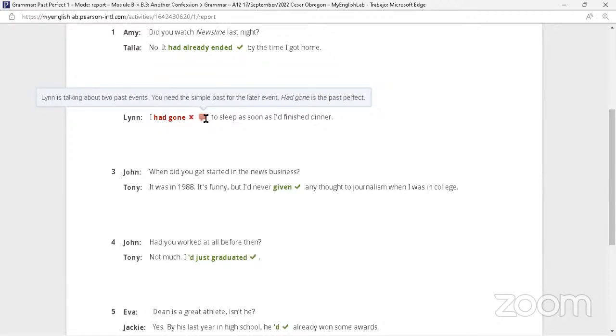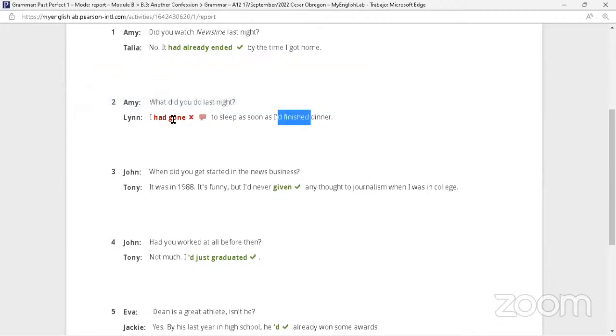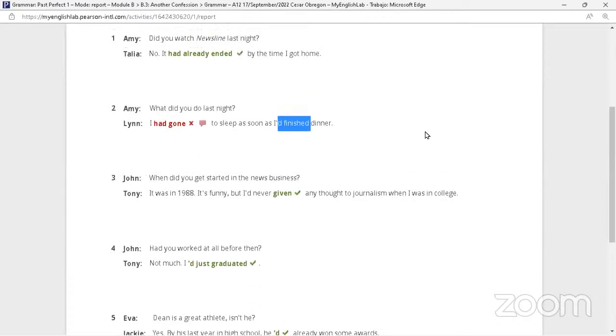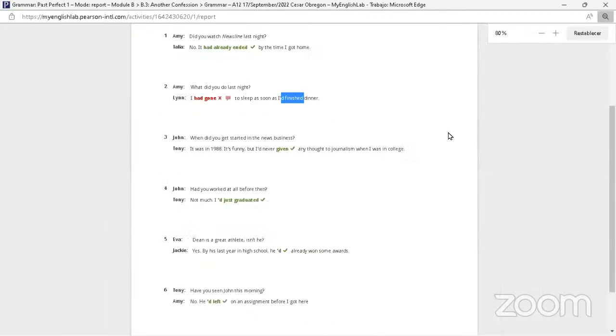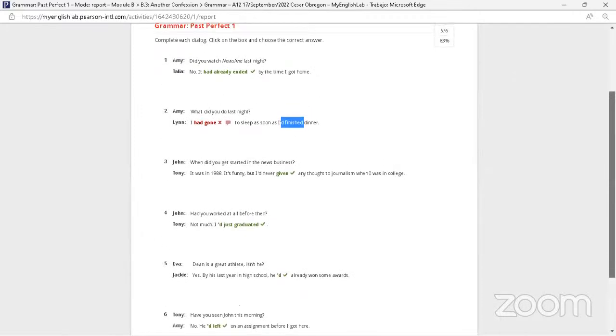Si te fijas, este es el pasado perfecto. Ya lo tienes aquí. Aquí tienes simple past, okay? Yes, my bad, sorry. Okay, so let's check the answers. Take a picture. You ready? Yes.